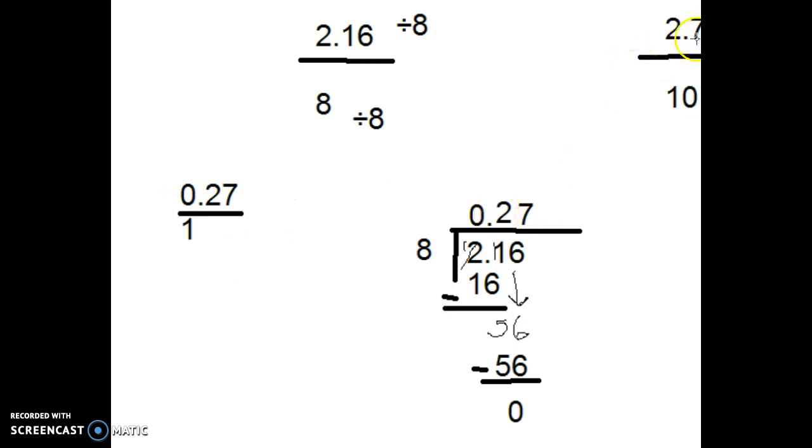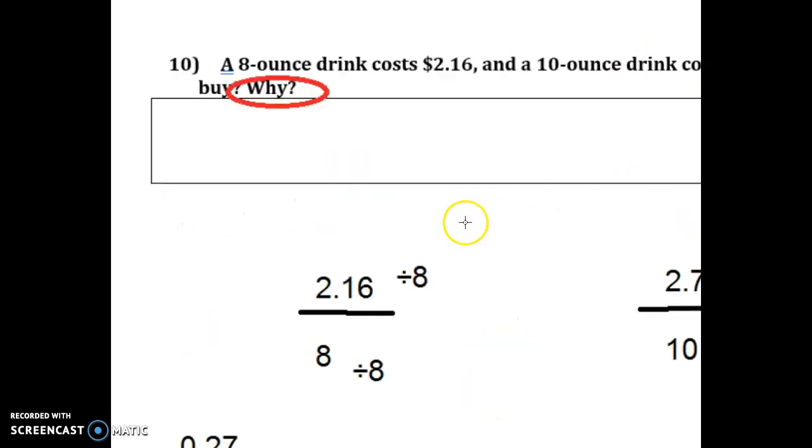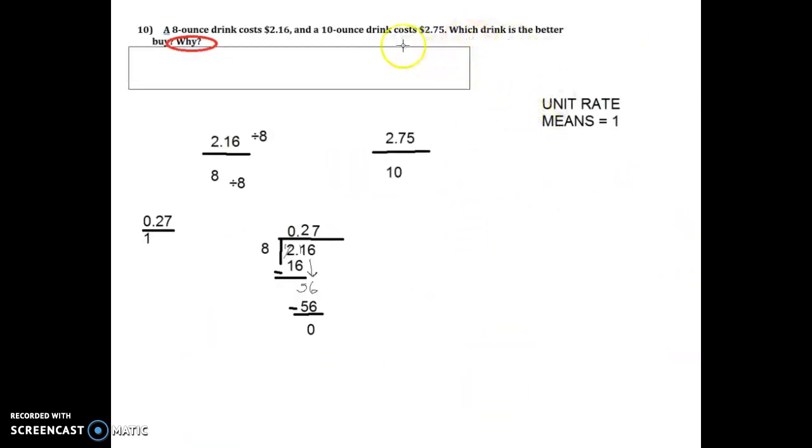We're going to do the same thing to find out the unit rate for the second one. It should actually be easier in math because we're working with a 10, right? 10 is a lot easier to divide into than 8 was. And then you will have your answer. You'll be able to compare the unit rates. And that's how you're going to answer the question.